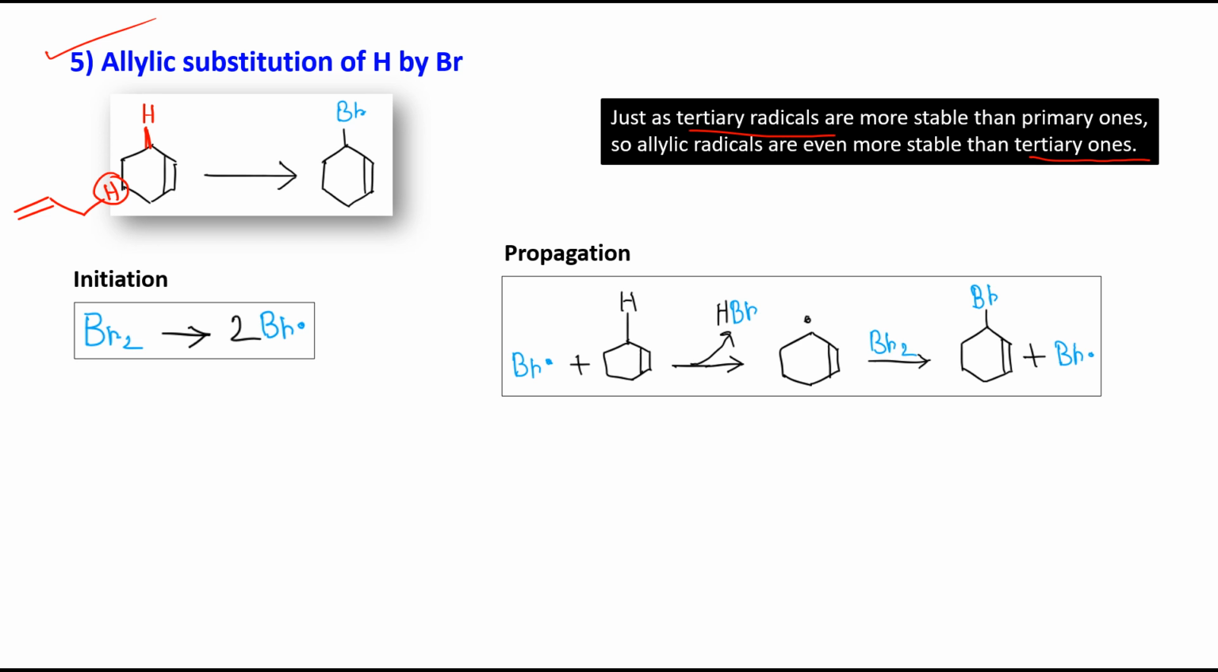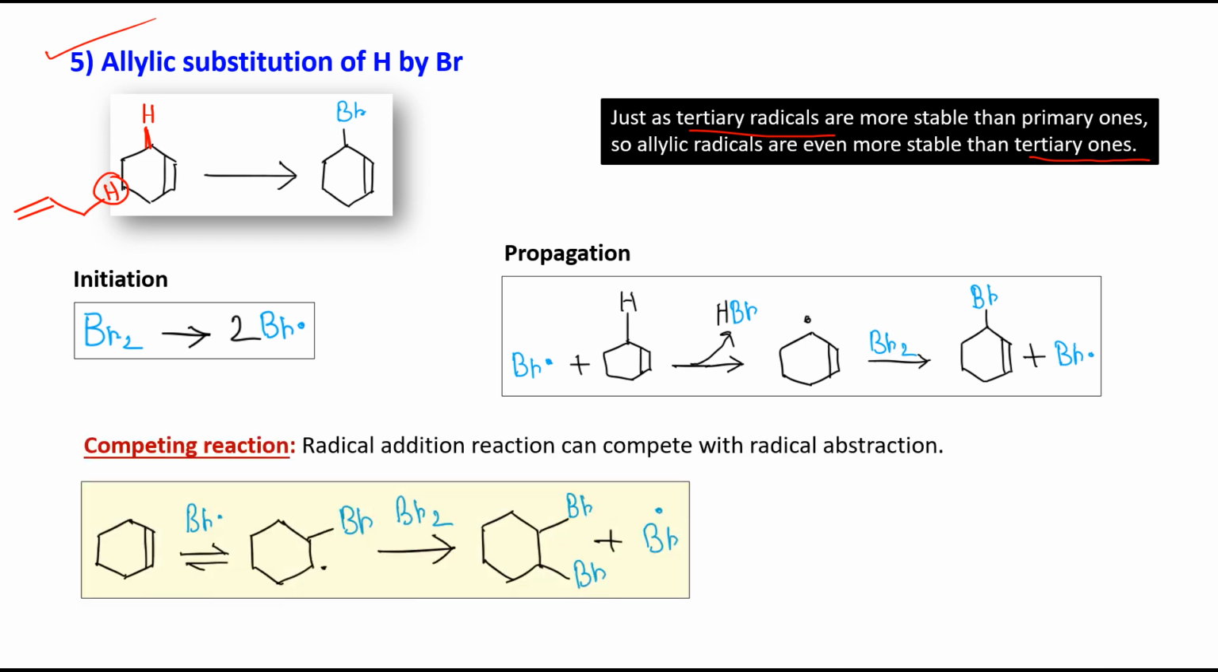Because here we can have some competing reaction. And what is the competing reaction? The competing reaction is basically radical addition reaction, where this substrate, that is the same substrate, the final product you will get is this one. Now why are we getting so? Why are we not getting our expected product, this one? Because suppose Br dot is added to this C=C double bond and we are getting this C dot.